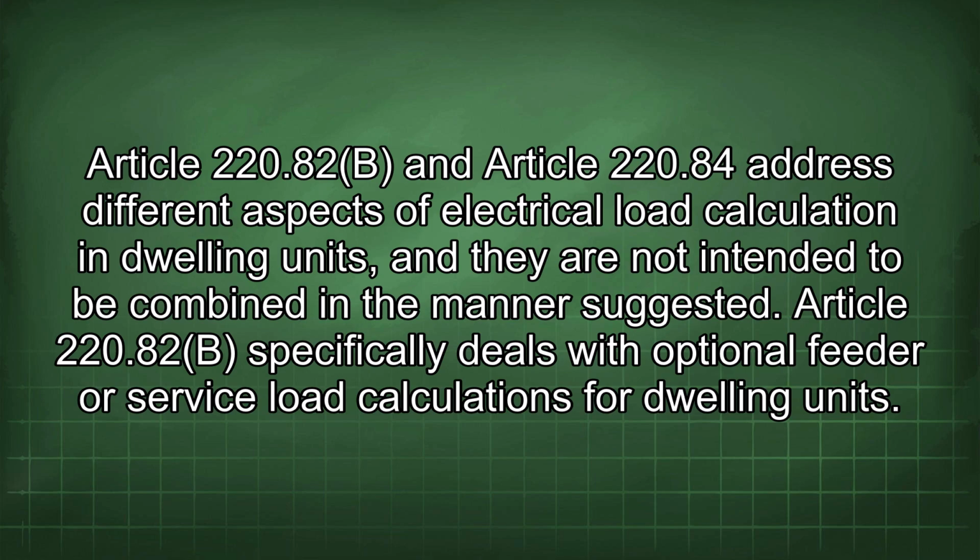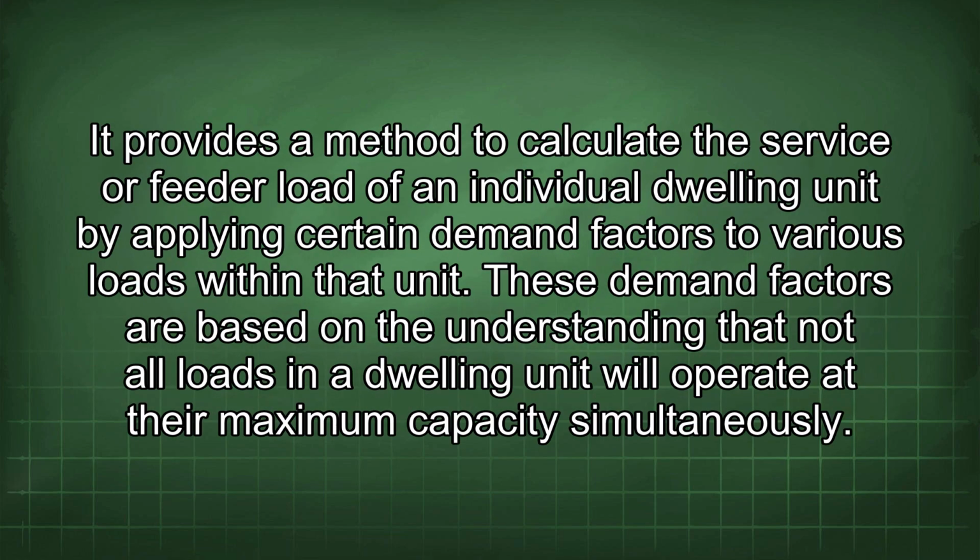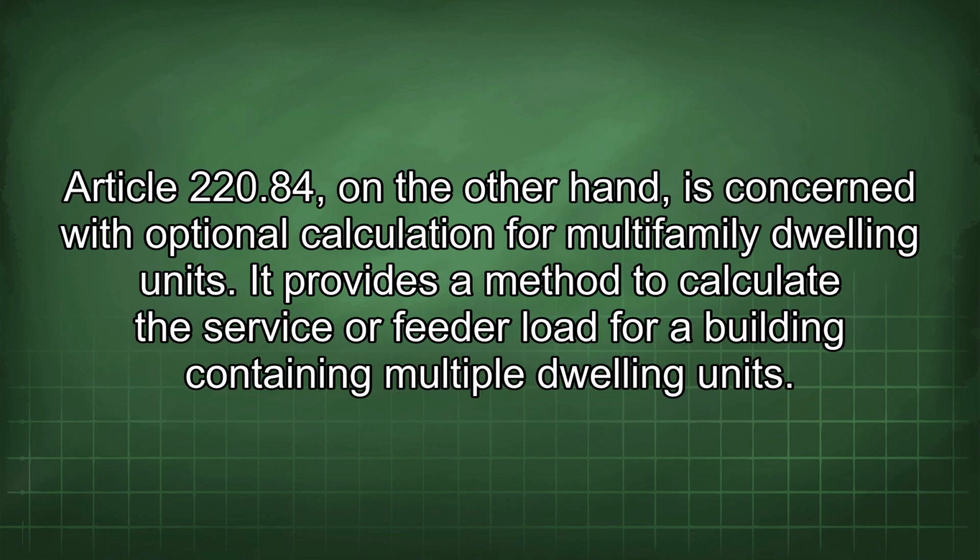Article 220.82(B) specifically deals with optional feeder or service load calculations for dwelling units. It provides a method to calculate the service or feeder load of an individual dwelling unit by applying certain demand factors to various loads within the unit. These demand factors are based on the understanding that not all loads in a dwelling unit will operate at their maximum capacity simultaneously. Article 220.84, on the other hand, is concerned with optional calculation for multifamily dwelling units.